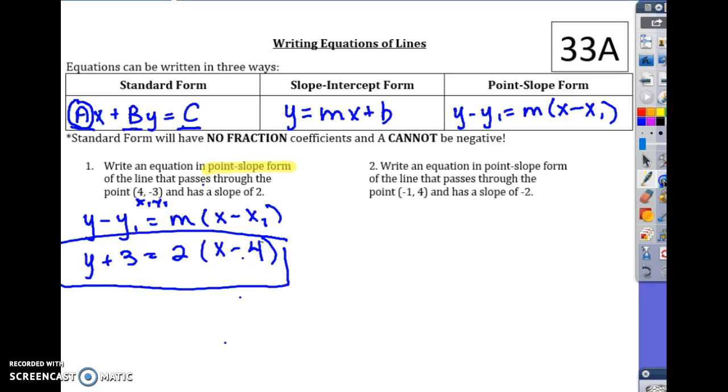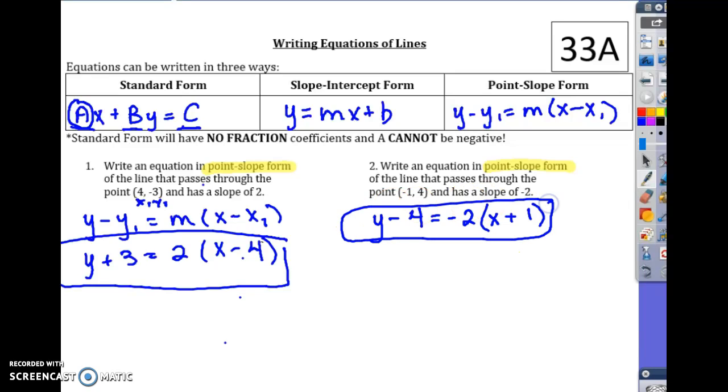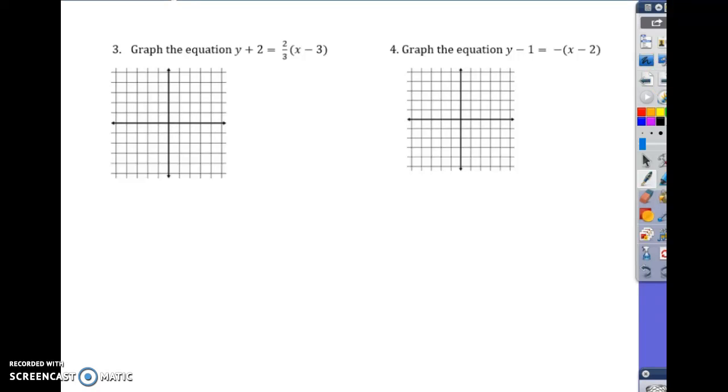The next one says write an equation in point-slope form, again, of the line that passes through the point (-1, 4) and has a slope of -2. So y minus y sub 1 will be y minus 4 is equal to -2 times x plus 1. And that's our answer.